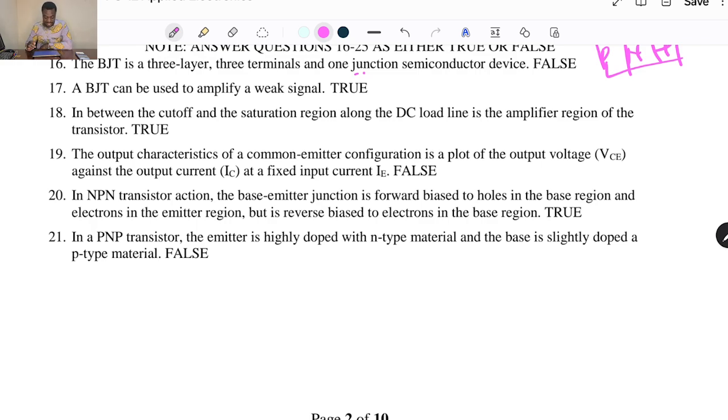Then we have 19. The output characteristics of a common emitter configuration is a plot of the output voltage against the output current at a fixed current. This is a repeated past question. The answer is false. When it comes to output characteristics, we are plotting the current against the voltage, not the other way around.